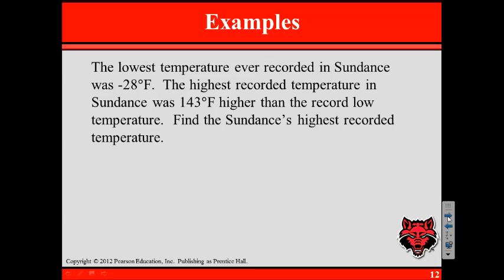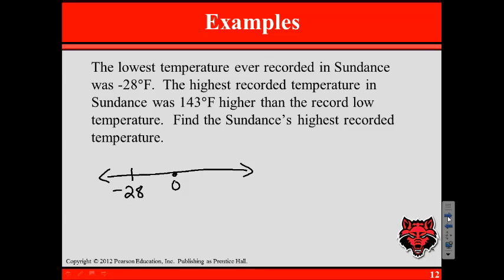Let's try a word problem to end the section. The lowest temperature ever recorded in Sundance was -28 degrees Fahrenheit. The highest recorded temperature in Sundance was 143 degrees higher than the record low temperature. Find Sundance's highest recorded temperature. So let's try to think of this from a number line perspective. And then we'll actually write an expression that represents this word problem. So let's say we have a horizontal thermometer, and the lowest temperature, which would be to the left of 0, is -28.